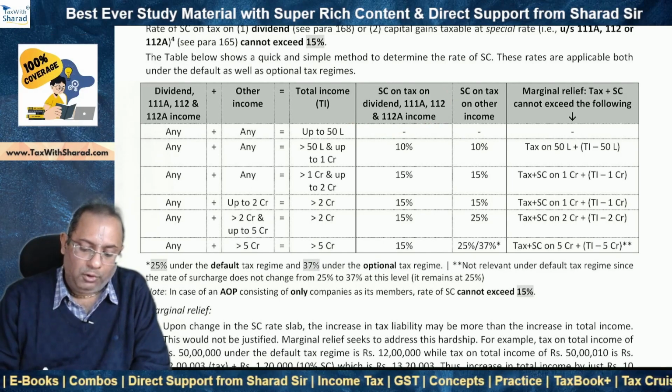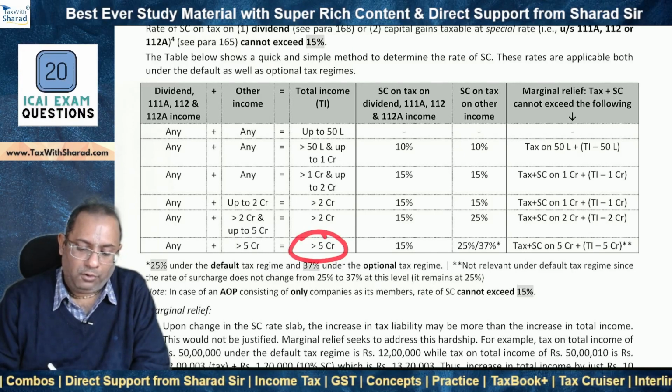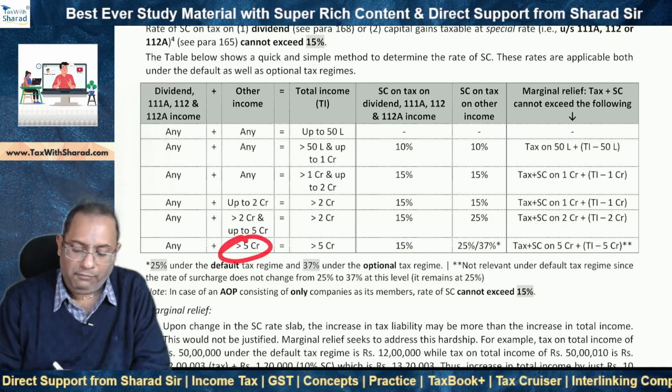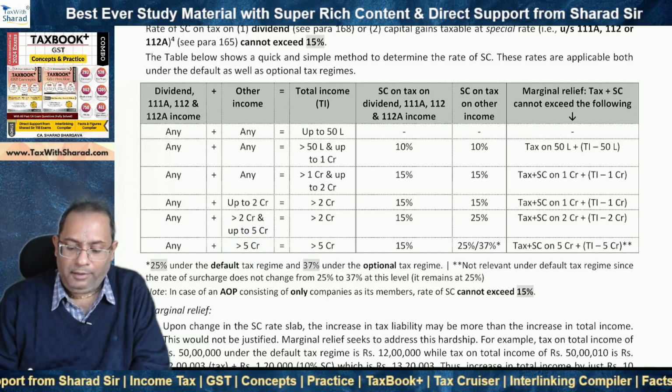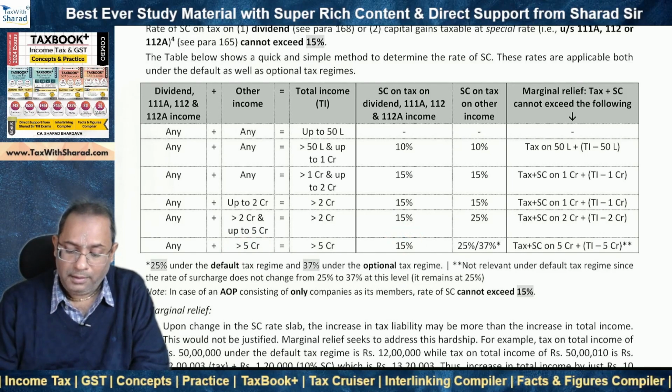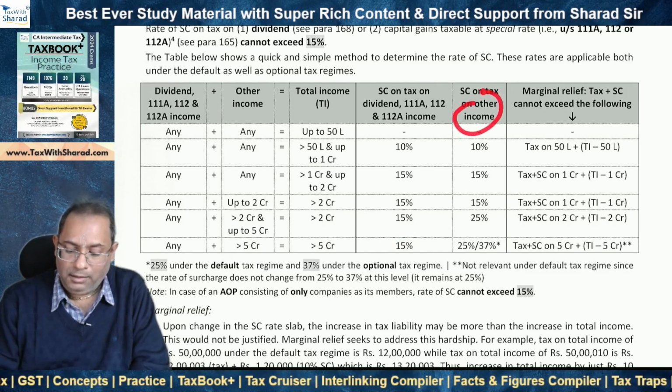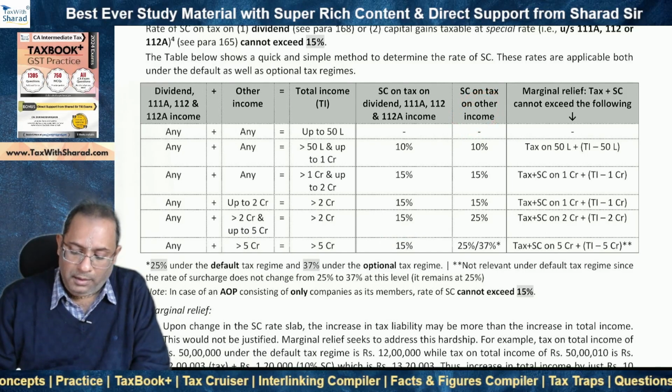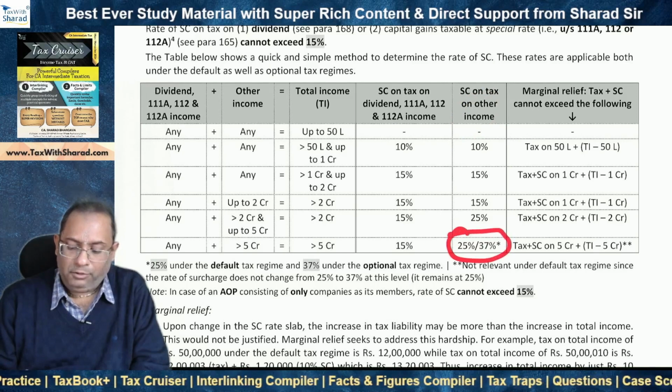Lastly, if the total income is more than 5 crore and the other income is more than 5 crore, then while the rate of surcharge on tax on special income remains restricted to 15%, the rate of surcharge on tax on the other income is 25% or 37%.